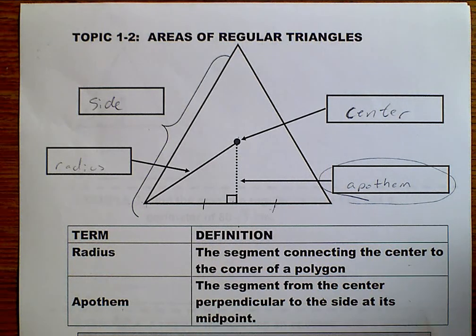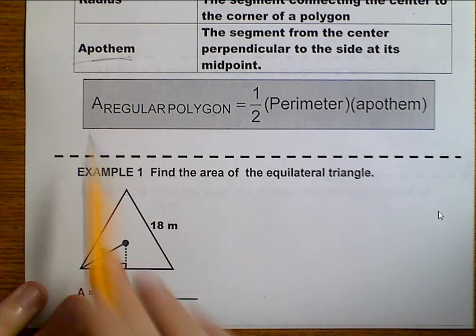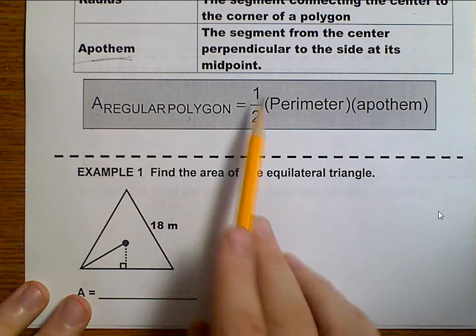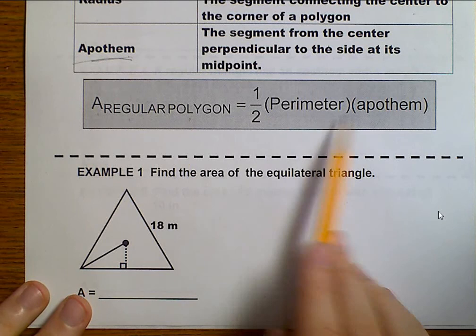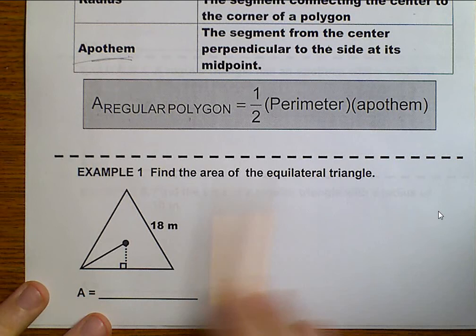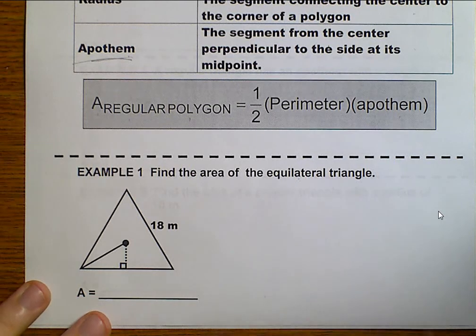Now the reason we need the apothem is for our formula. The area of any regular polygon is 1/2 of the perimeter times the apothem. Let's go ahead and find the area of this equilateral triangle. Equilateral triangles are regular triangles, so we can use the method.